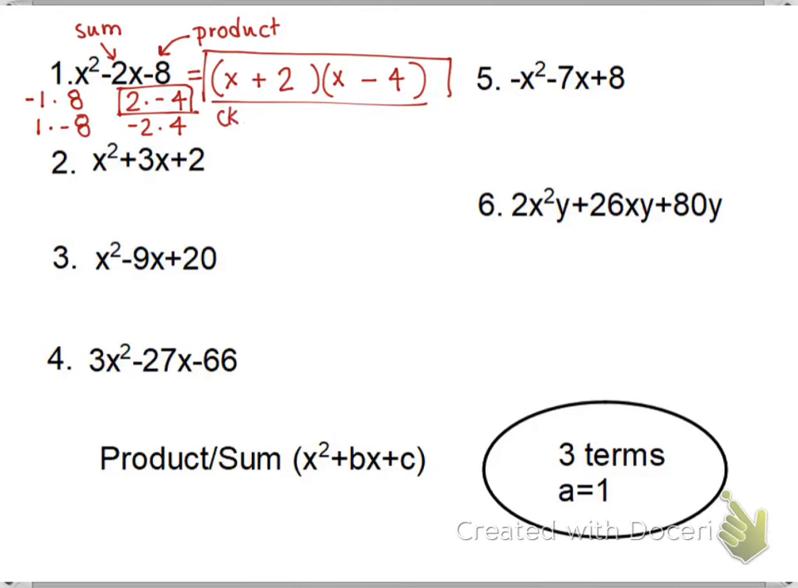So when we check, we're going to do first times first. Outer product is minus 4x. Inner product is plus 2x. And then last times last is negative 8. When we combine these like terms in the middle, we get negative 2x, and so it does indeed check out, and it equals our original problem.